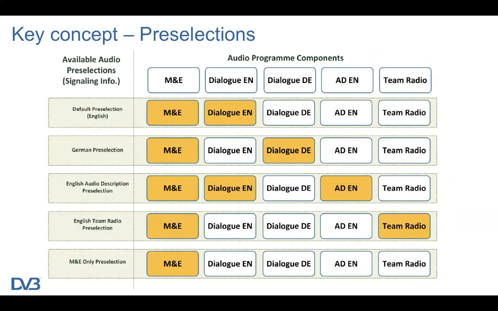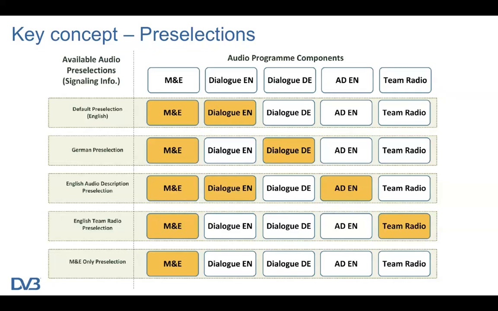But also, in terms of what you want to do, in terms of your proposition to your audience, your creative intent, you want to be able to manage those options. And this is where the notion of pre-selections comes in. So what you can do is you can combine the key components in the way that you want and offer those up to your audience.